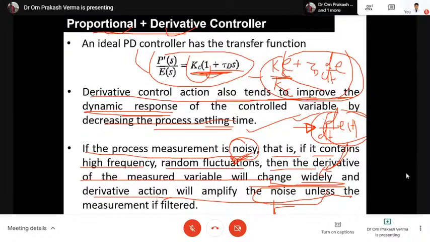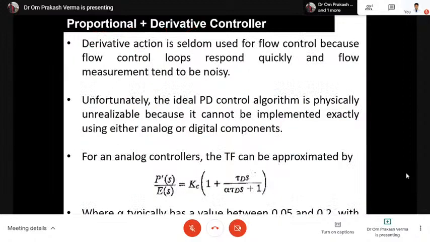So how can we ignore this noise? We can ignore this noise with the help of some filter techniques. Derivative control is seldom used for flow control because flow control loops respond quickly and flow measurement tends to be noisy. So it is generally used in such types of systems in the process industry.